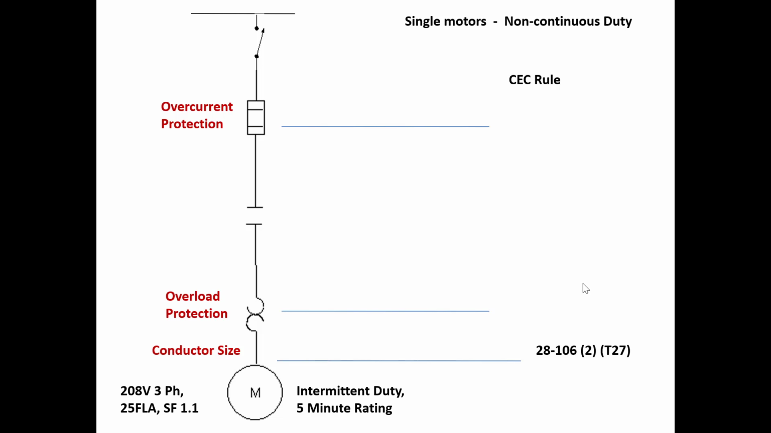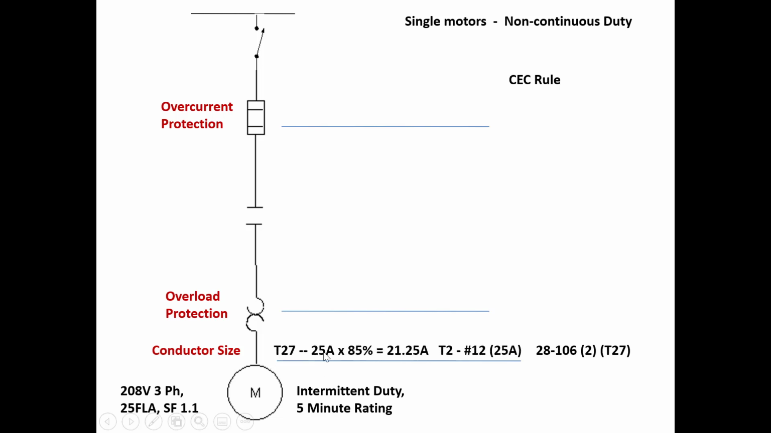And it says the insulated conductors of a branch circuit supplying a motor for use of non-continuous duty shall have an ampacity not less than the current value obtained by multiplying the full load current rating by the applicable percentage given in table 27 for the duty involved. So if we go to table 27, we're looking at intermittent duty and 5-minute rating. So intermittent duty and 5-minute rating is giving us a percentage of nameplate current rating of 85%.